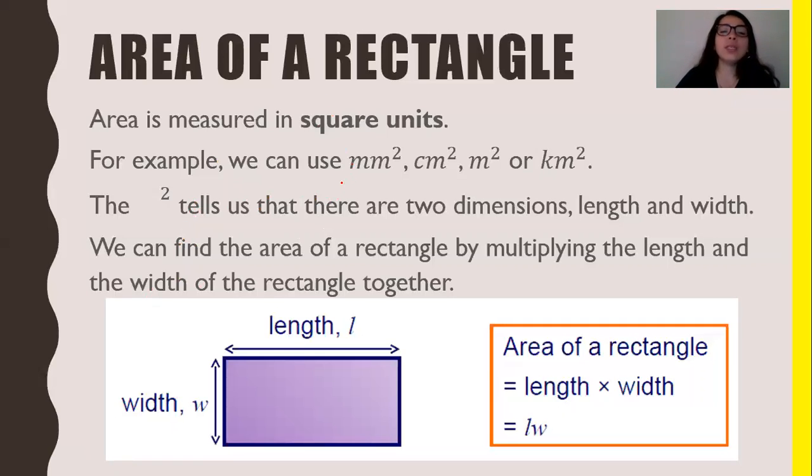So for example, we can use millimeters squared, centimeters squared, meters squared, kilometers squared, but notice something that they all have in common. They have that squared written in. This tells us that there are two dimensions, length and width. We can find the area of a rectangle by multiplying the length and width of a rectangle together. So you multiply those two and those give you your area.